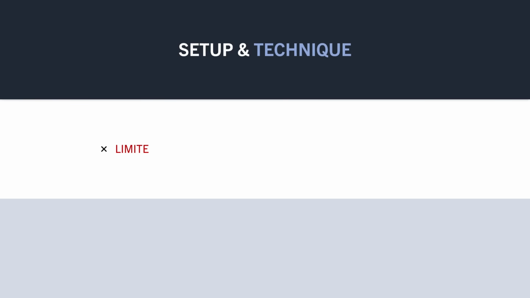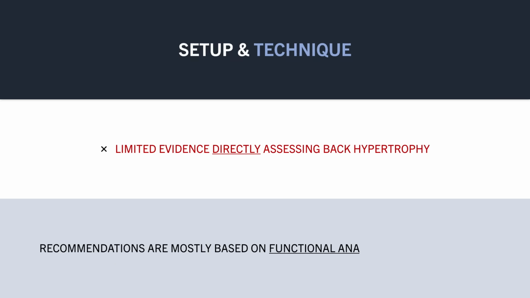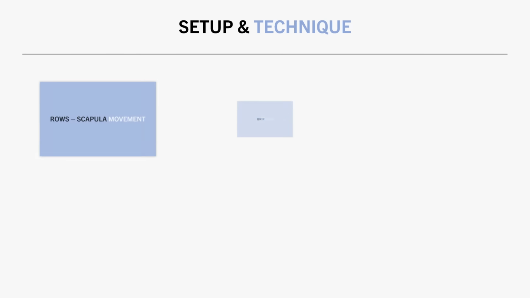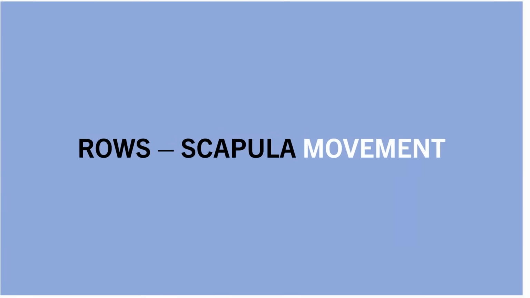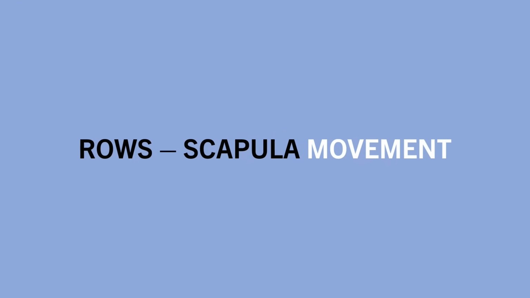Before discussing these, it should be noted that the scientific evidence directly assessing back hypertrophy is extremely limited. Therefore, we are mostly relying on functional anatomy knowledge and muscle activation evidence to make these inferences. But based on what we can infer, here are a few setup and technique considerations relevant for back training. The first is for our scapular movement, specifically during rows.